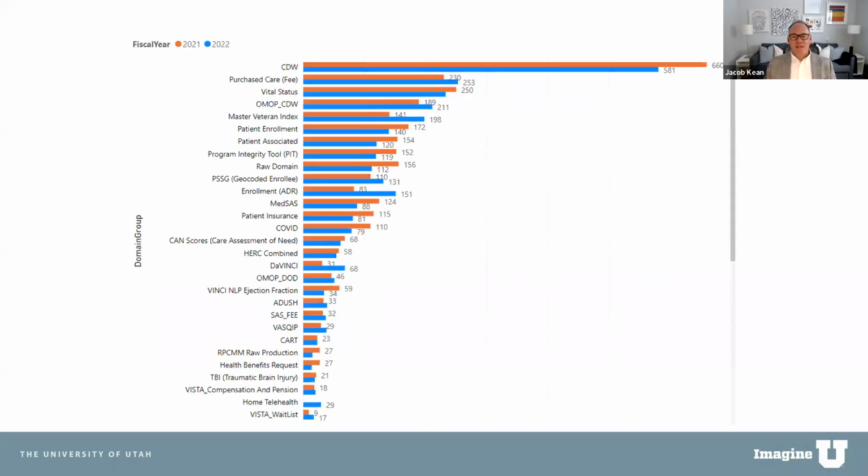I've included this slide as well to illustrate the broad set of data domains that are provisioned by VINCI. Apologize for the size of the text here, but as you can see at the top, CDW is listed, and it is the CDW EHR data that is most often provisioned, but certainly many other data domains provisioned by VINCI.